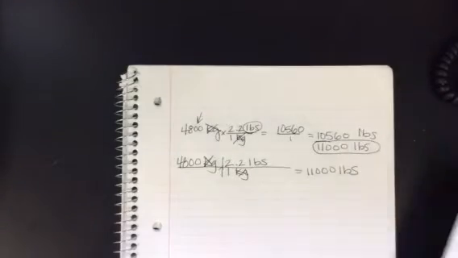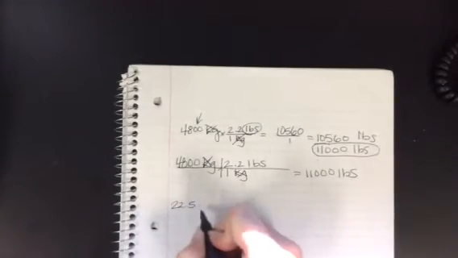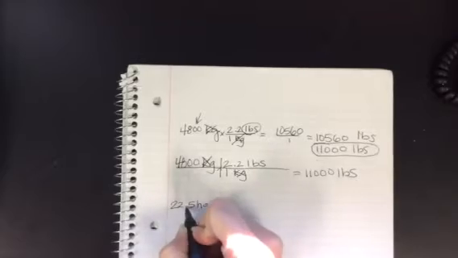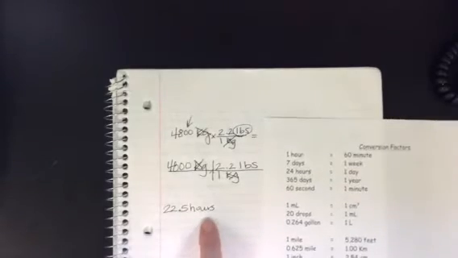For my next example, it says that we have 22.5 hours and we want to convert that to seconds. So again, you start with your 22.5 hours and we want to convert that out to seconds. These conversions you might actually know, but in case you don't, they're on the conversion factor sheet. And we need to get a game plan.